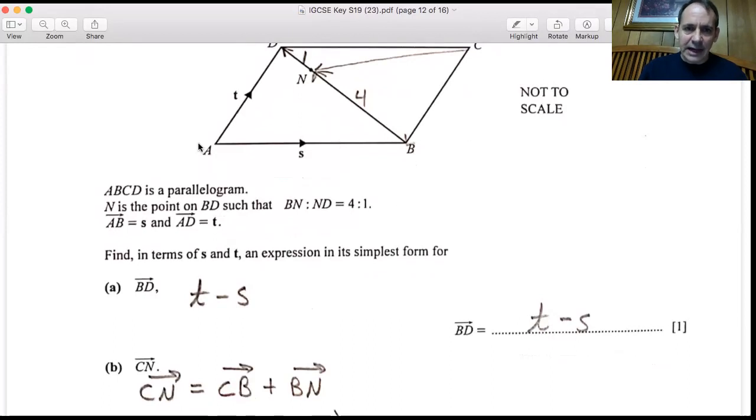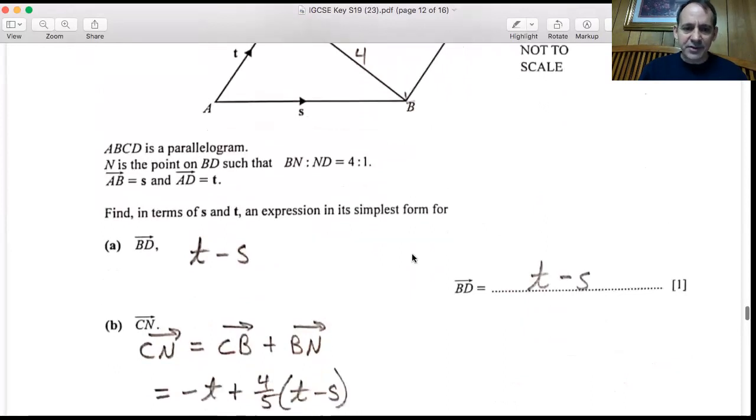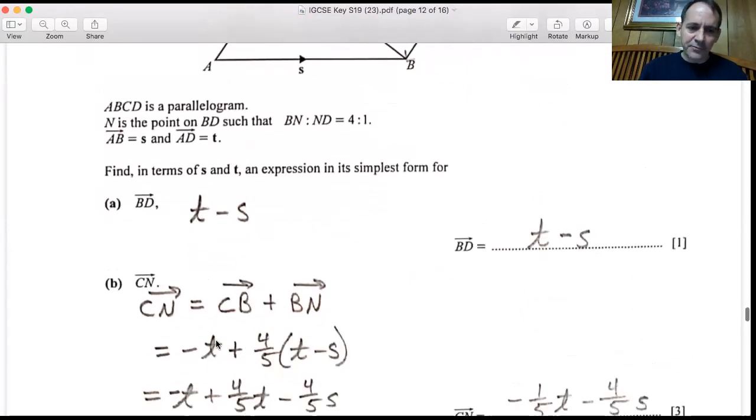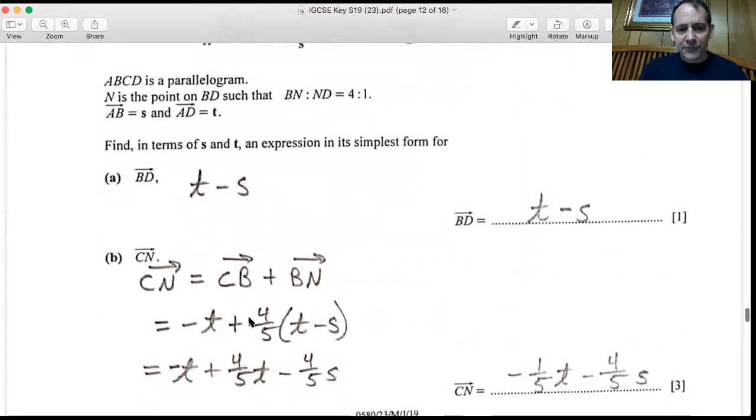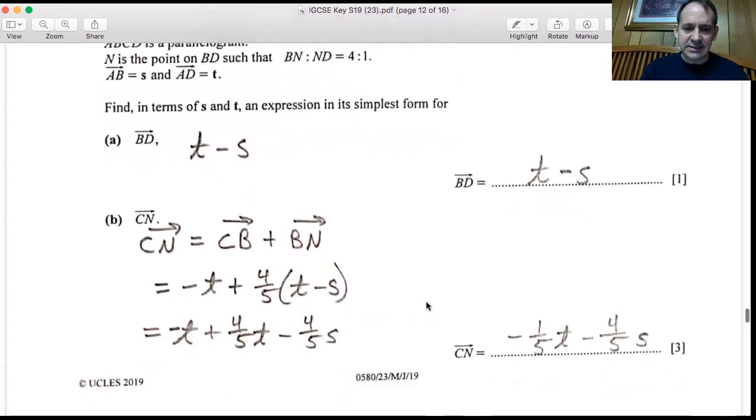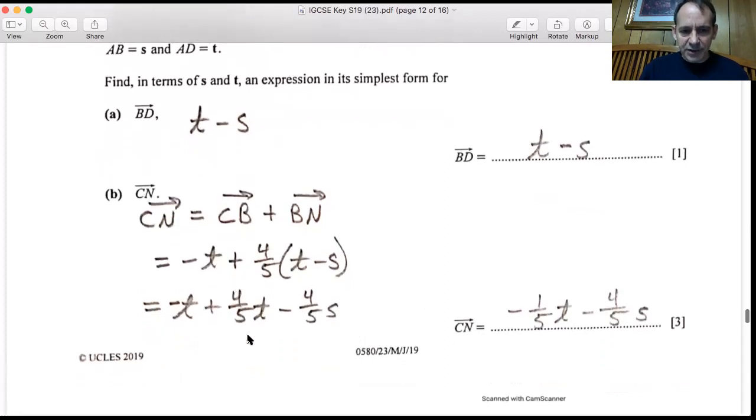C to B is the opposite direction of A to D. So that's negative T. Remember, when you go in the opposite direction, it negates your vector. So negative T. And then we have only this part of BD, 4 out of a total of 5. So we have 4/5 of this T minus S. So that's 4/5 T minus 4/5 S. So negative T plus 4/5 T is negative 1/5 T and the minus 4/5 S. So just simplify that algebra there.